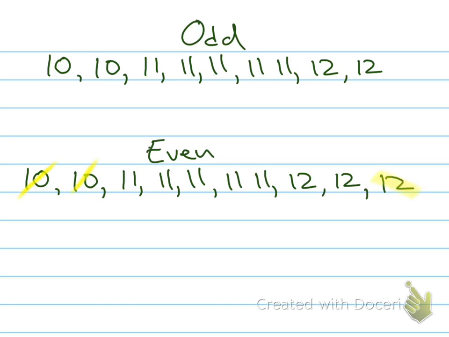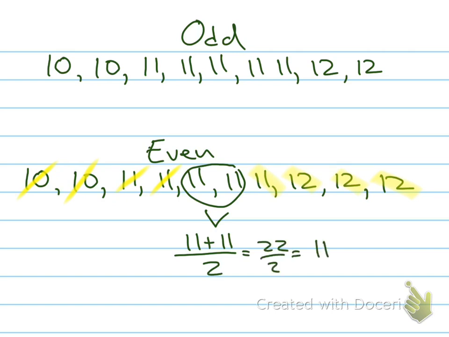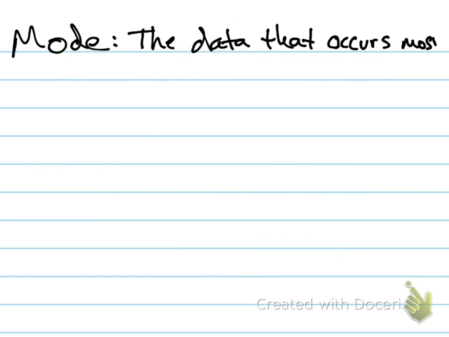You're going to see when I go to cross out my numbers that I end up with a problem. I have 2 numbers in the middle instead of just 1. So if you ever end up with that situation, all you need to do is find the mean of those 2 numbers. In this case, 11 plus 11 was equal to 22, and divided by 2 was still equal to 11. However, oftentimes those numbers that meet in the middle might not be the same number, and so you may end up with something that looks a little bit different there.